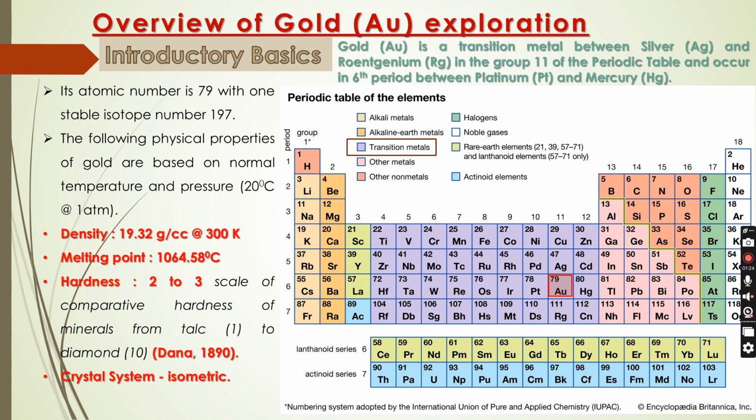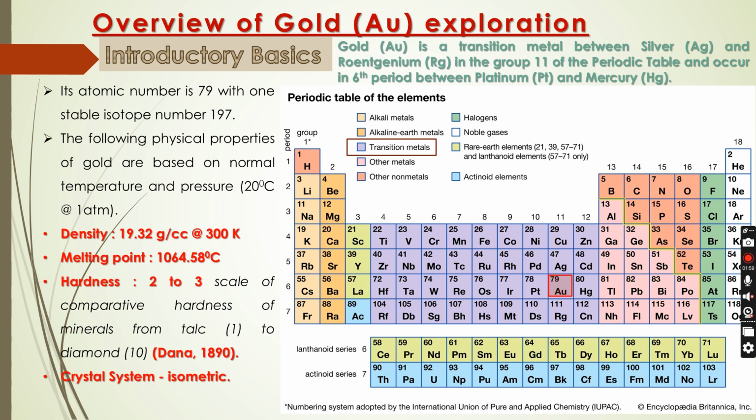Melting point is 1064.58 degrees Celsius. So naturally, whenever gold first crystallizes, that magma has to be very high temperature magma. From that, at about 1065 degrees Celsius, only gold can crystallize first in the cubic system, mostly isometric. And as per the Mohs scale of hardness, its hardness is between 2 and 3.